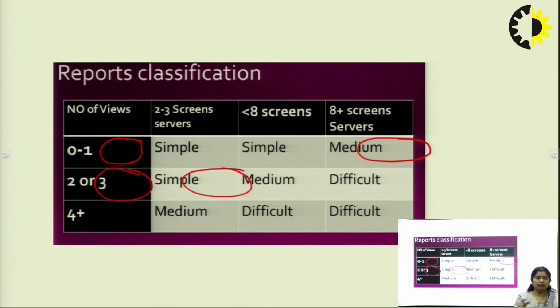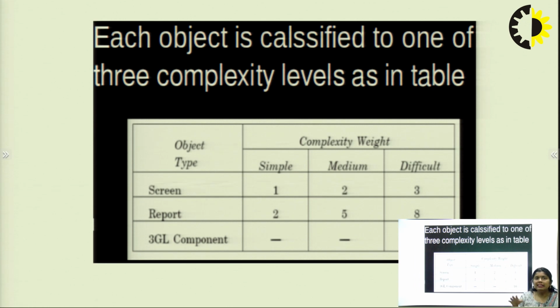The third calculation for the object point is report classification. In the report classification, if the number of views is 0 to 1 and there are 8 plus screens in your particular project, the object point is determined as a medium level. The complexity level is only medium. Each object is classified with the three complexity levels.